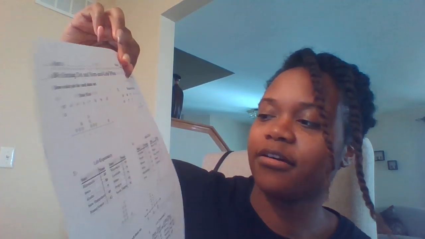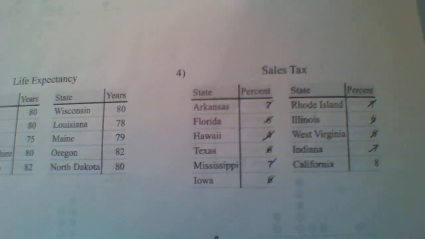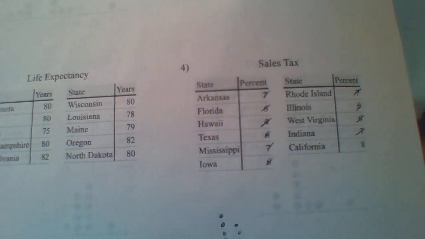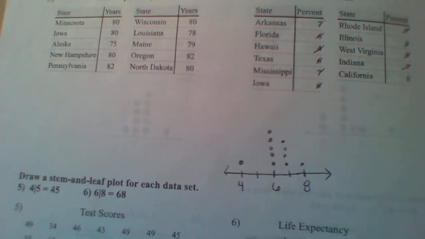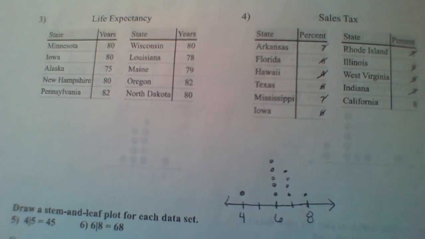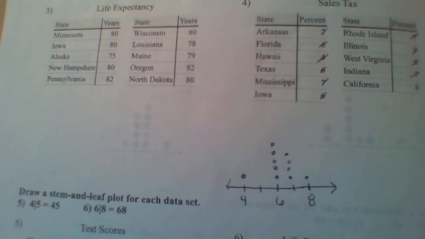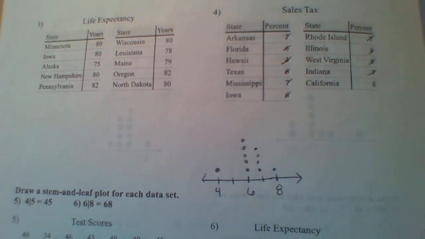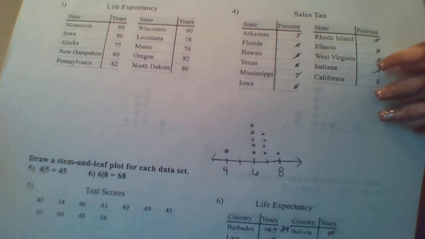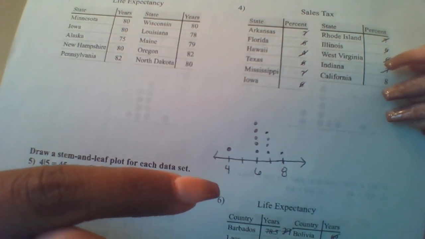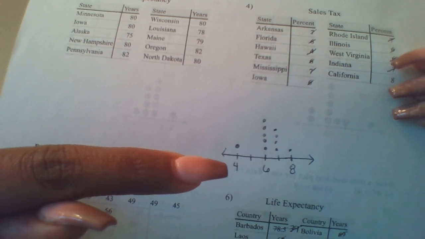We're given a table of data representing sales tax in different states. As you can see, for example, Arkansas has a 7% sales tax, Florida has a 6%, and the rest of the data you can see. To create a dot plot given a data set, you're going to plot dots above each data value based on the amount of times it occurs. So for example, in this data set, there is 1, 4. So that means that I would place 1 dot above the number 4.